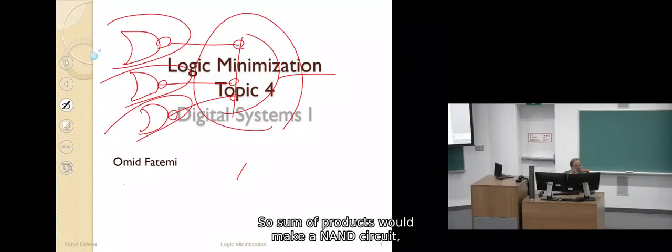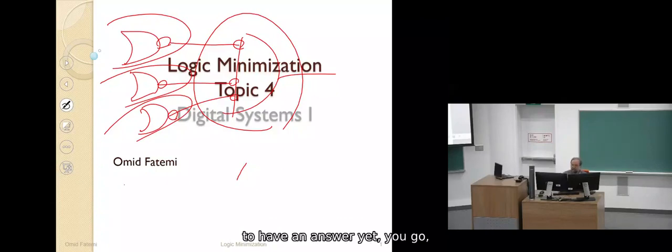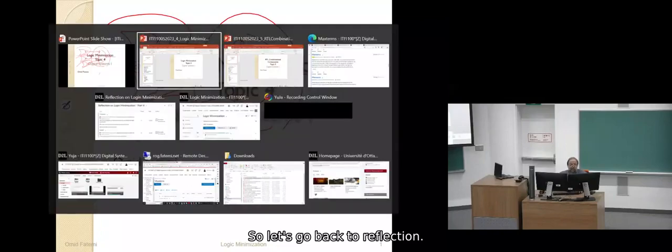So sum of products would make a NAND circuit. Product of sums would make a NOR circuit. So you remember that. If you wanted to have a NAND circuit, you go for sum of product. If you want to have a NOR circuit, go for product of sums. Okay. So let's go back to reflection.